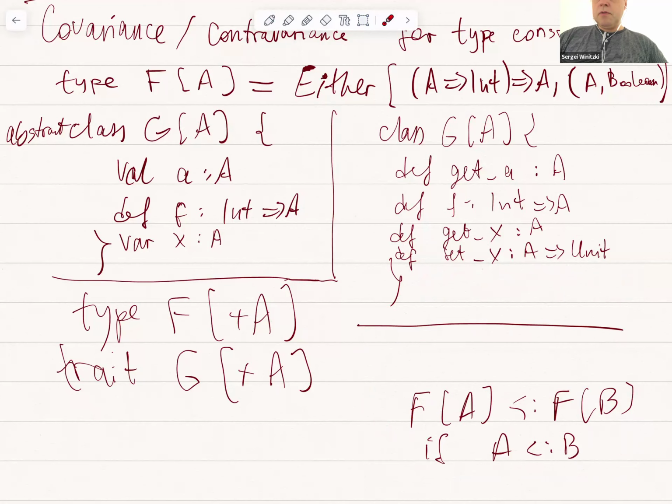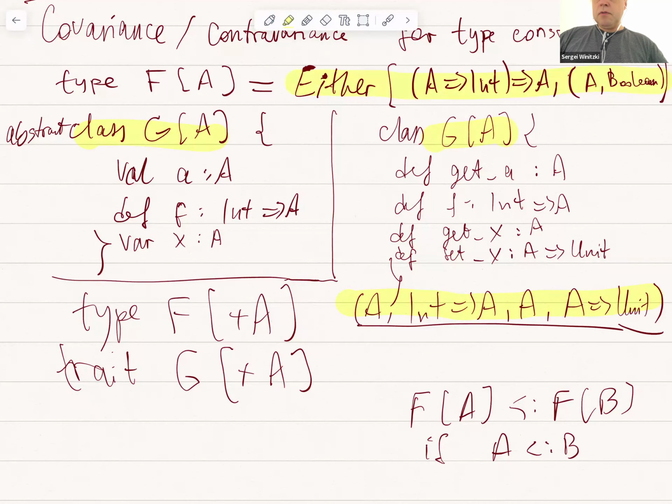And what does this mean? It means essentially a tuple of all these methods. So this is the same as a tuple: a function int to a again, and the function a to unit. So that is the type expression that represents this type G, the type constructor G. And this is the type expression that represents the type constructor F.